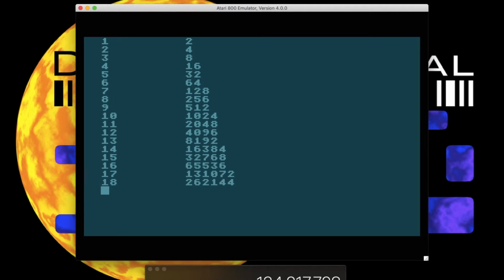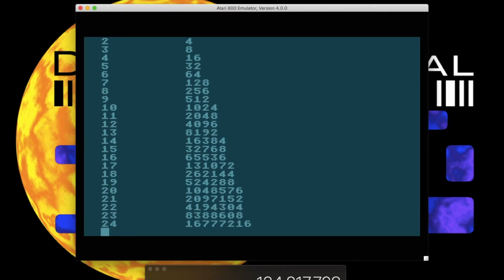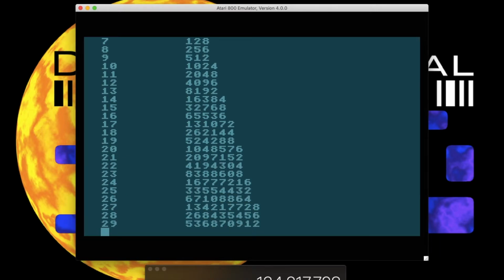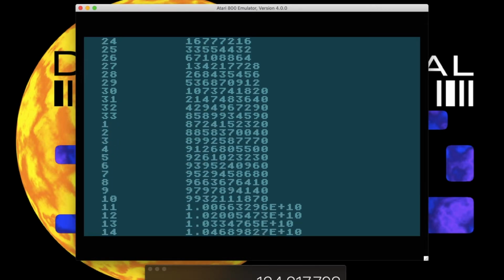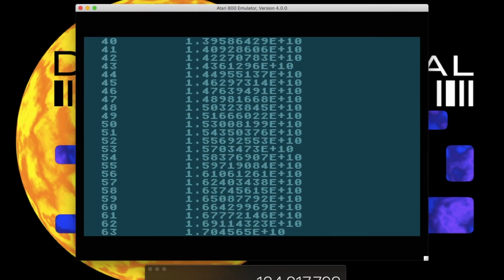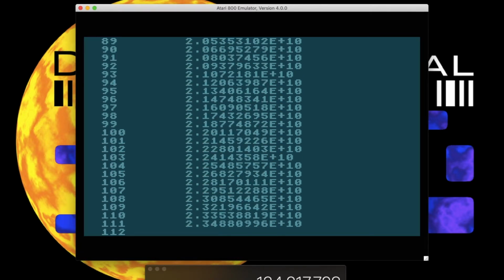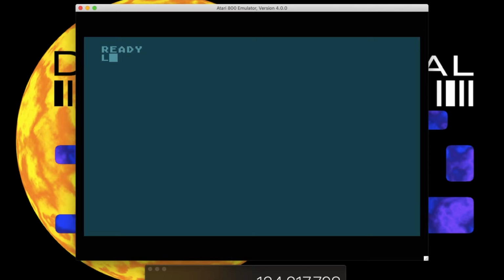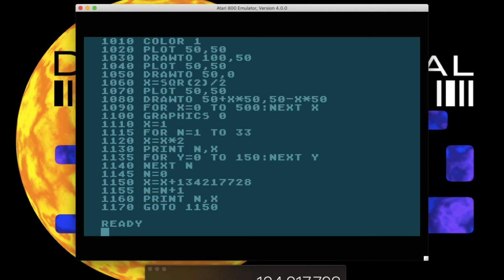Atari BASIC's cool because it does these rather large numbers without any extra coding. Whoops. Too fast. I need a delay statement. So 1174, y equals 0 to 150, next y.